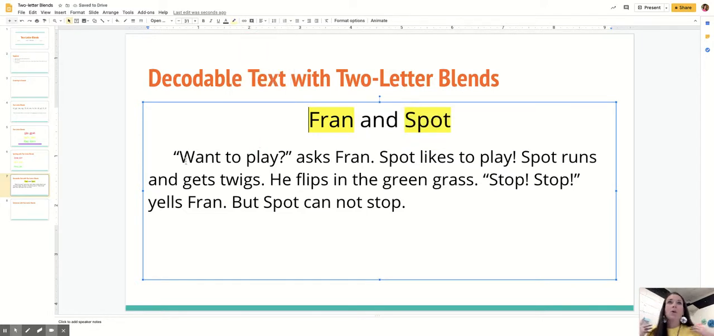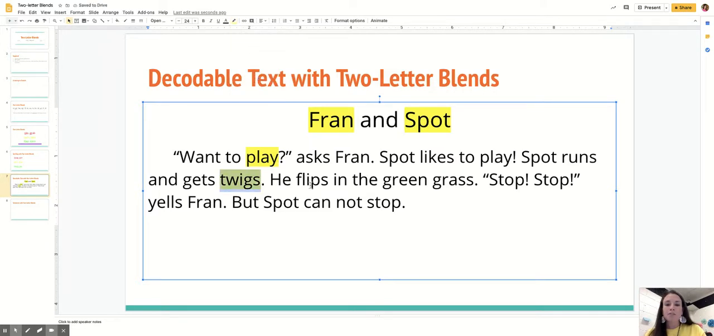Okay, so let's keep going. Want to play? I see play, PL blend, so I'm going to highlight that. Ask Fran. We've already got Fran. Spot, we have that. Likes to play, and we have play. Spot runs and gets twigs. Oh, there's twigs. It has the TW. Twigs.